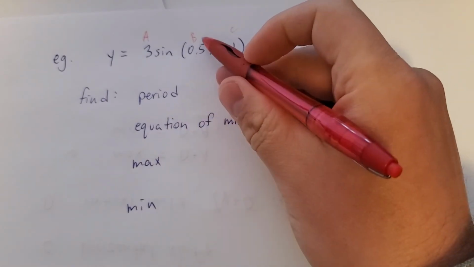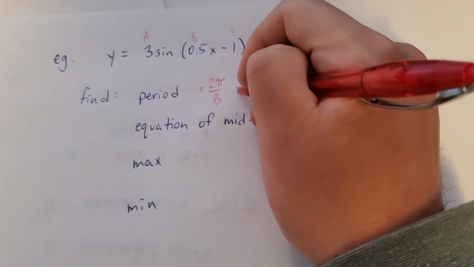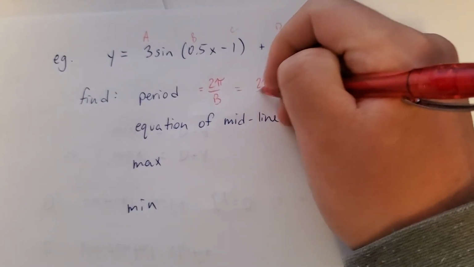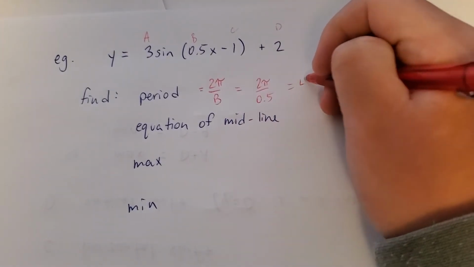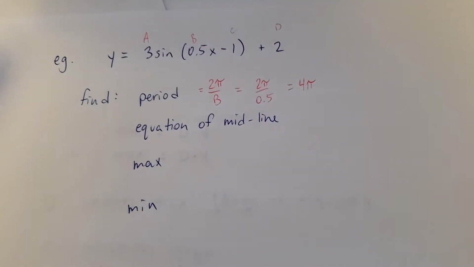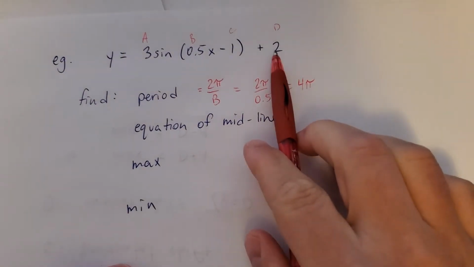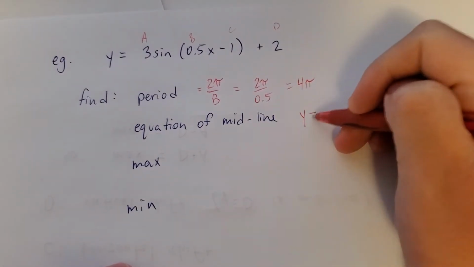We get period from b. Period is 2 pi divided by b, which is 2 pi divided by 0.5. That's 4 pi. What that means is this graph's going to be stretched out. Okay, we'll graph it at the end. The equation here of the midline, it's just y equals whatever this number is. That couldn't be easier. Y equals 2.